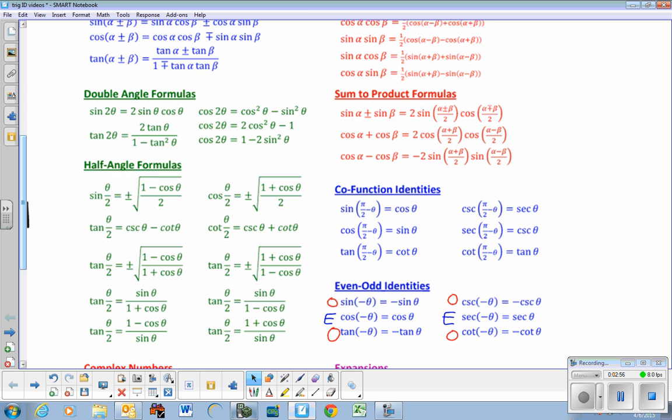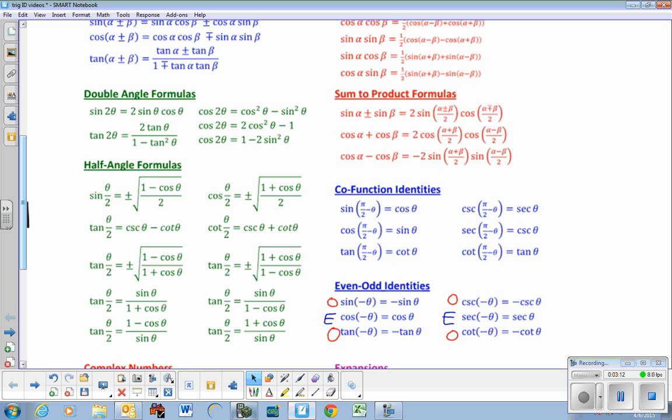Even is like x squared. If I square 2, I get 4. If I square negative 2, I get 4. It doesn't matter whether I plug in the negative or the positive version. Odd is like x cubed. 2 cubed is 8, but negative 2 cubed is negative 8. It's kind of where they get their names, even and odd.